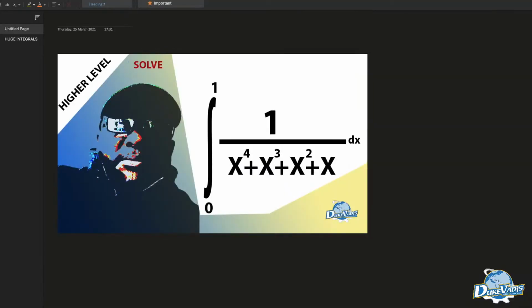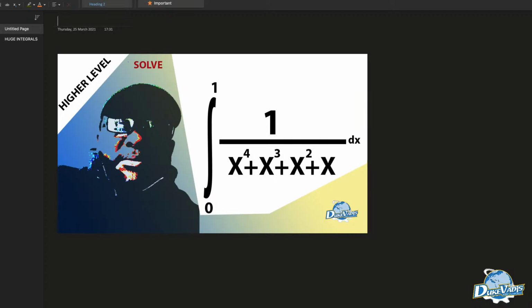Tonight, what you can see coming is an integral from 0 to 1 of 1 over x to the power 4 plus x to the power 3 plus x to the power 2 plus x. And we're supposed to integrate this.